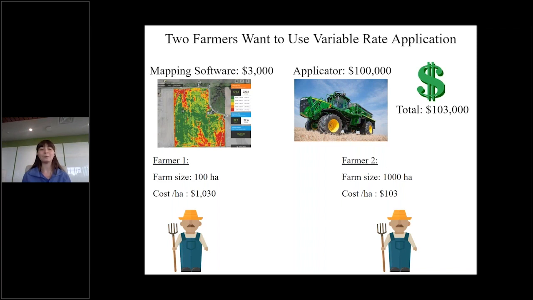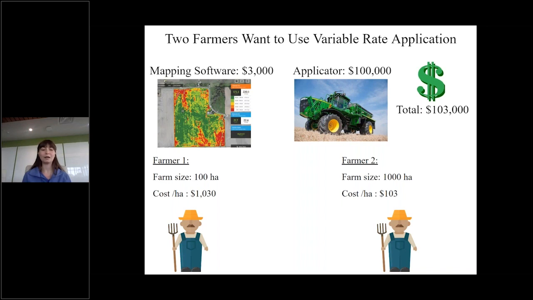And they both need mapping software to produce the variable rate map for that fertilizer application. So the mapping software is around $3,000 if you're going with something like SMS Pro. And then they need an applicator to actually spread that fertilizer variable rate application. And that's around $100,000. So off the bat, that's a significant amount of money to invest for a technology and a strategy that they are not entirely sure of the profitability entirely yet.